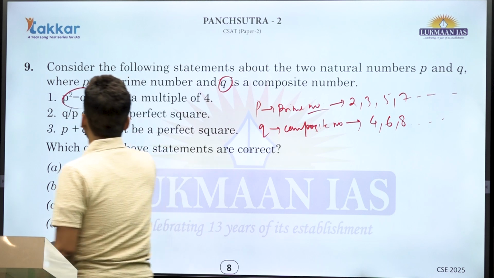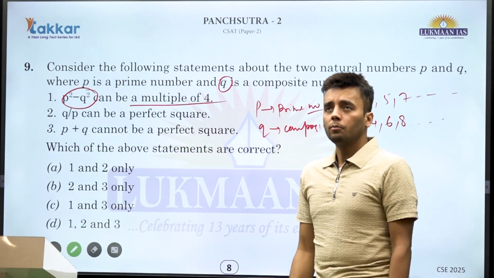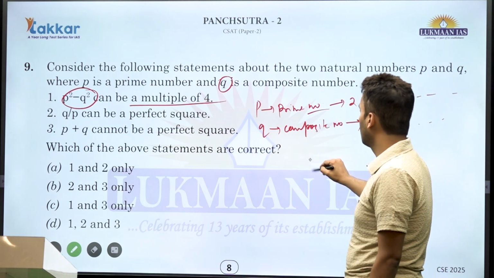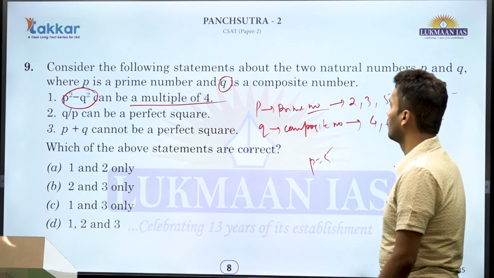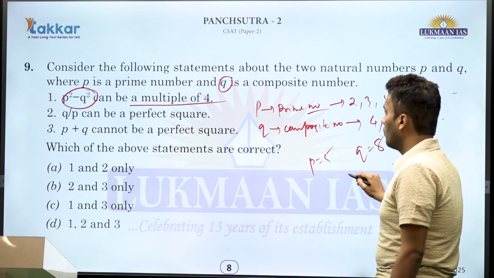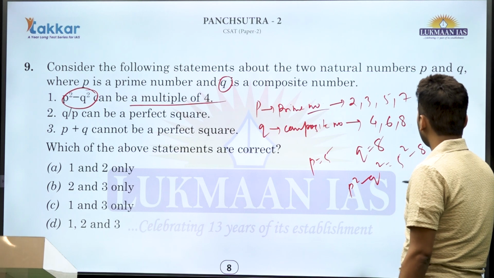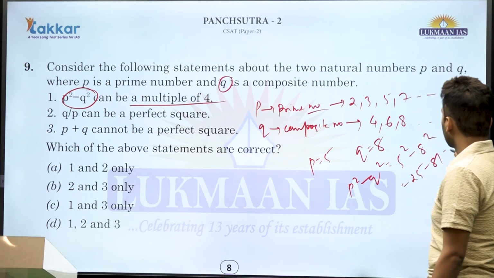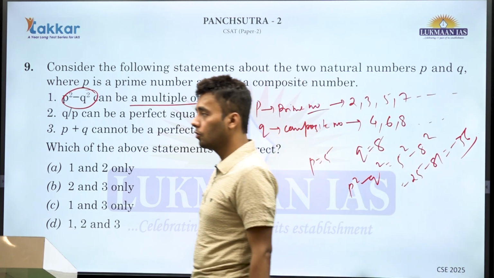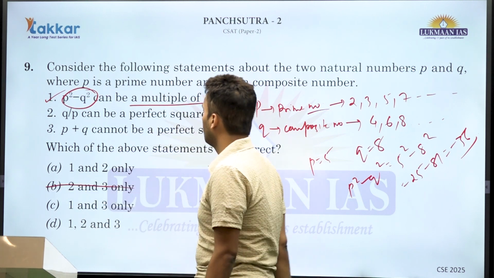So P square minus Q square can be a multiple of 4. Here also we need to do some trials to come to the answer. P square minus Q square. Now suppose we take a prime number P equal to 5, and Q let's take as 8. Now according to P square minus Q square, it will be 5 square minus 8 square, 25 minus 64, it is minus 39. Hmm, and minus 56 is a multiple of 4. So first one is correct. If first one is correct, B we can eliminate.